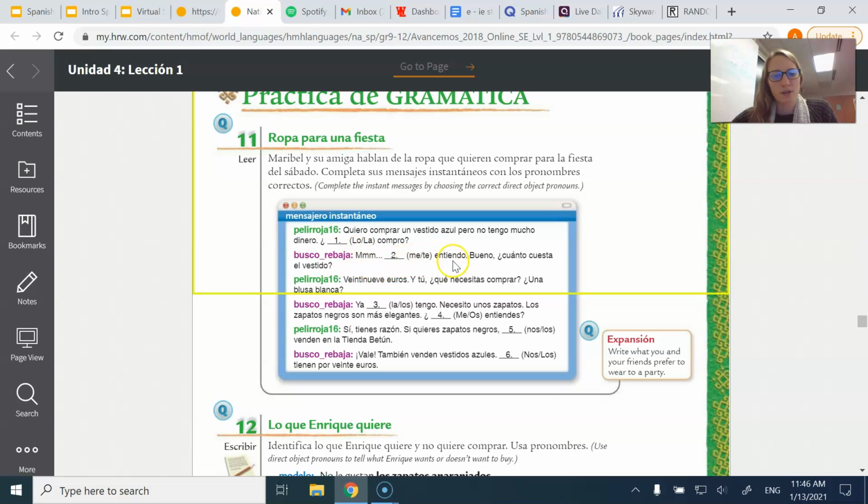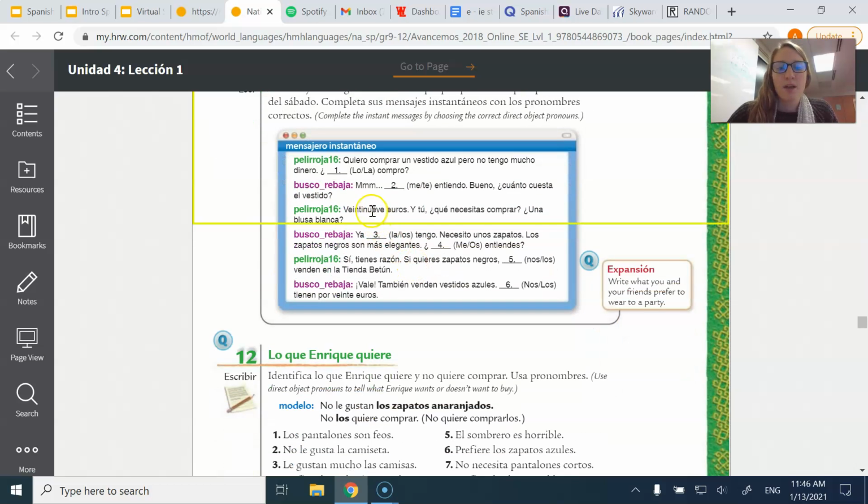Te entiendo. So do you think she's saying, I understand myself, or I understand you? She's going to say, I understand you. Te entiendo. I understand you. Bueno, ¿cuánto cuesta? How much does it cost? El vestido. 29 euros. ¿Y tú qué necesitas comprar? ¿Una blusa blanca?